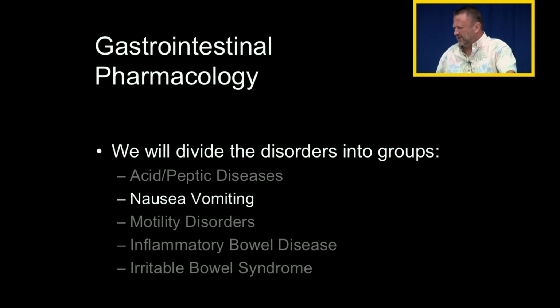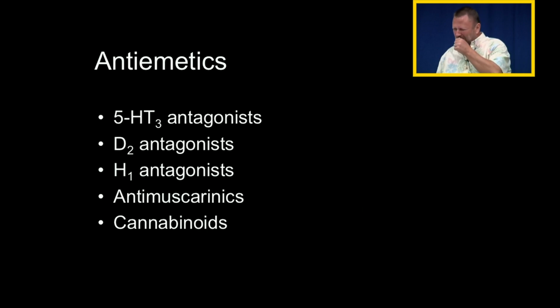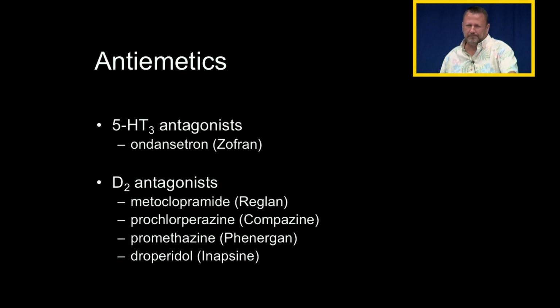Let's talk about nausea and vomiting. Drugs that prevent vomiting are also called antiemetics. Emesis is vomit, so antiemetics prevent vomiting, and then they prevent nausea as well. And so we call those the antiemetics. And we'll divide them up into the serotonin antagonists, the phenothiazine-based D2 antagonists, the antihistamines, antimuscarinic agents, and then the cannabinoids. Cannabinoids are the active ingredient in marijuana.